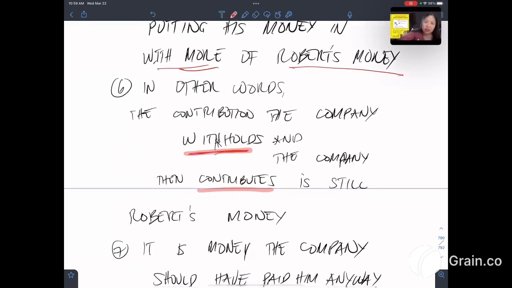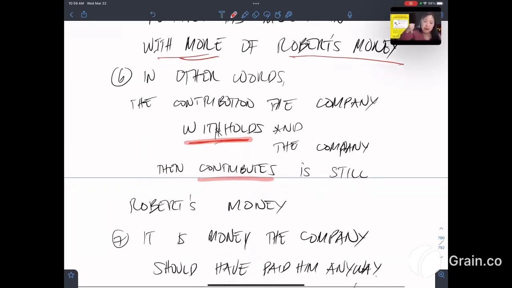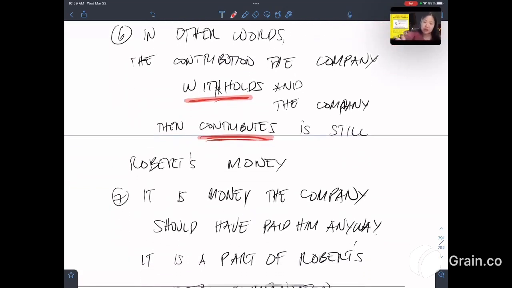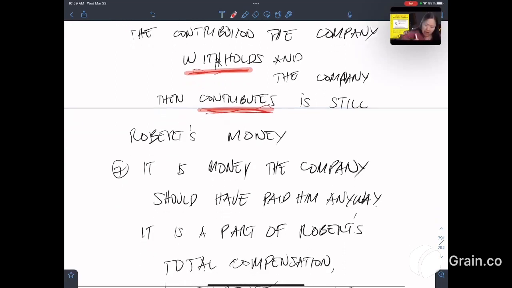They would hold it at first. They take it out from your paycheck. They take it out immediately from your paycheck, and then the company contributes it. So when the company withholds it from your paycheck and then contributes it to your 401k, Robert said that this is still your money. This is Robert's money. This is my money and your money.